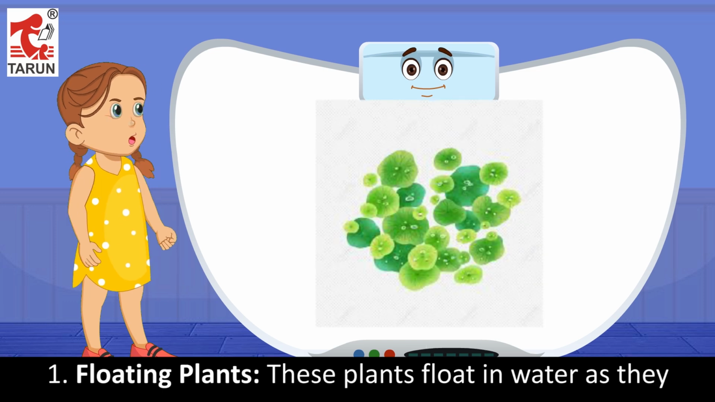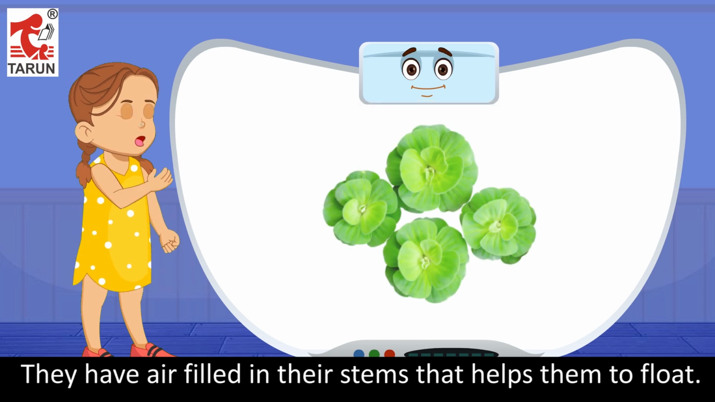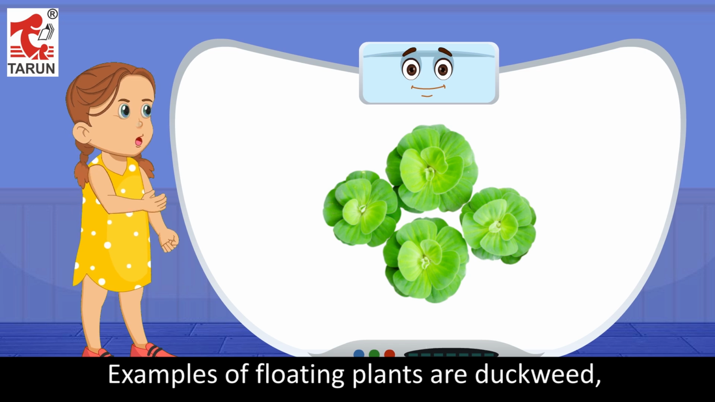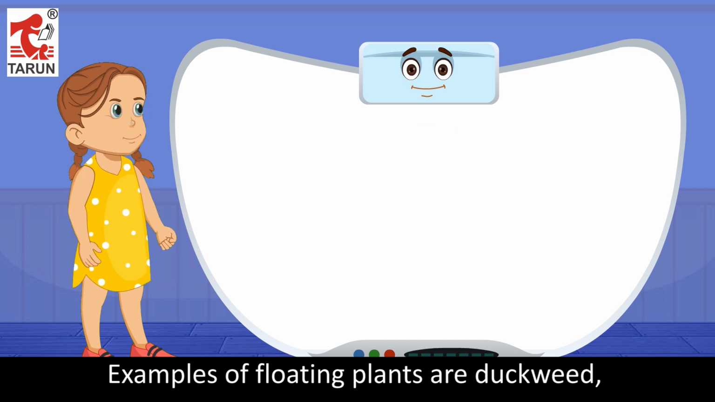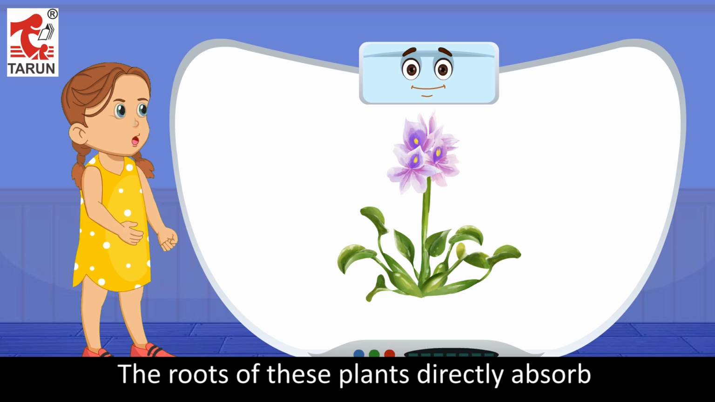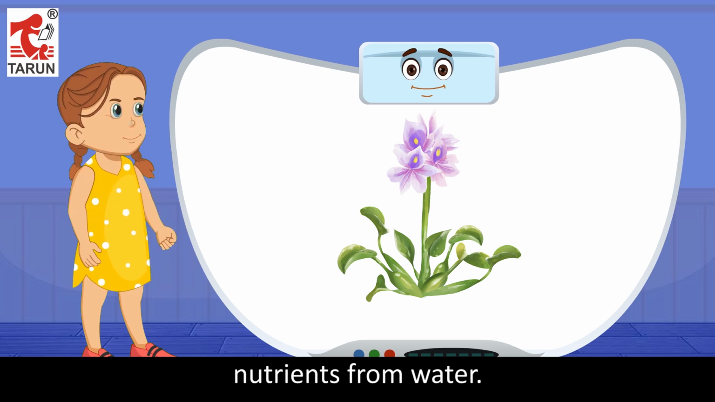Floating plants. These plants float in water as they are light and small in size. They have air filled in their stems that helps them to float. Examples of floating plants are duckweed, water lettuce and water hyacinth. The roots of these plants directly absorb nutrients from water.